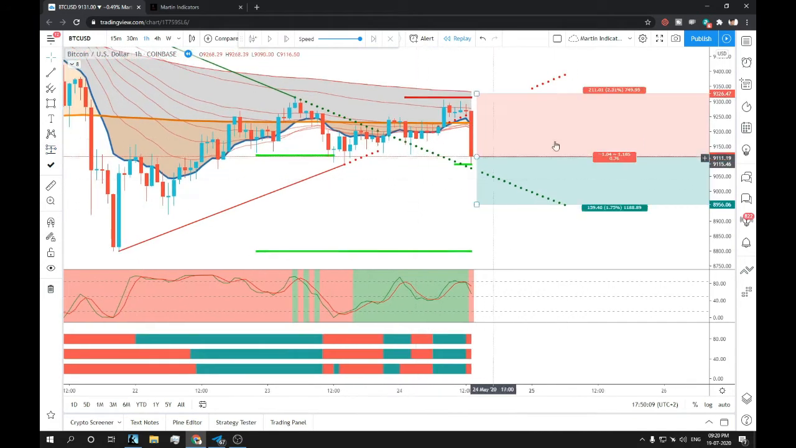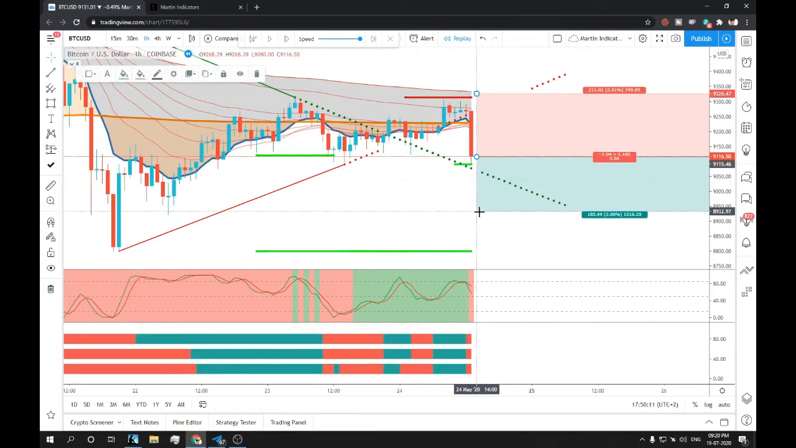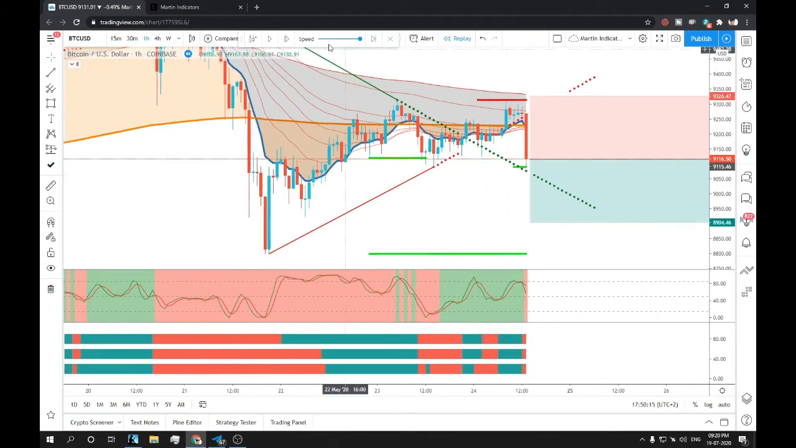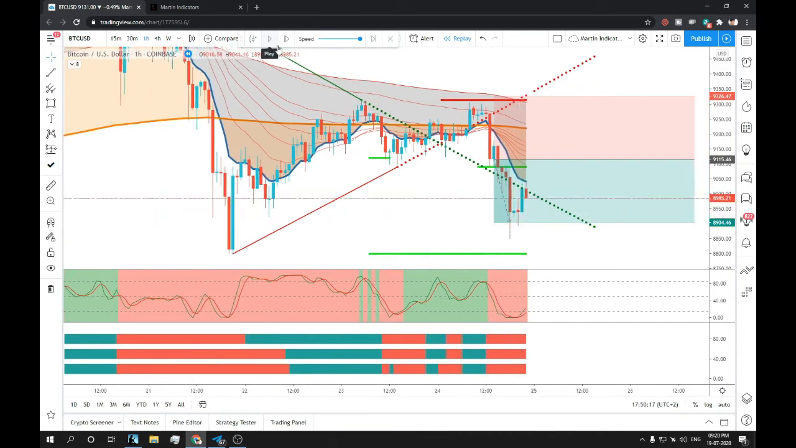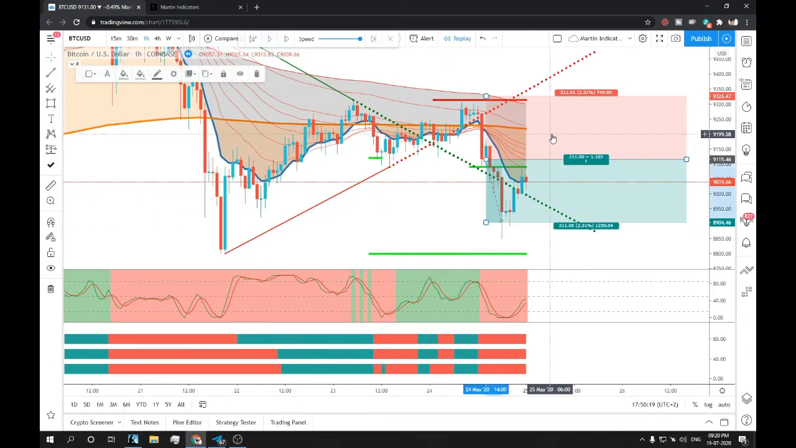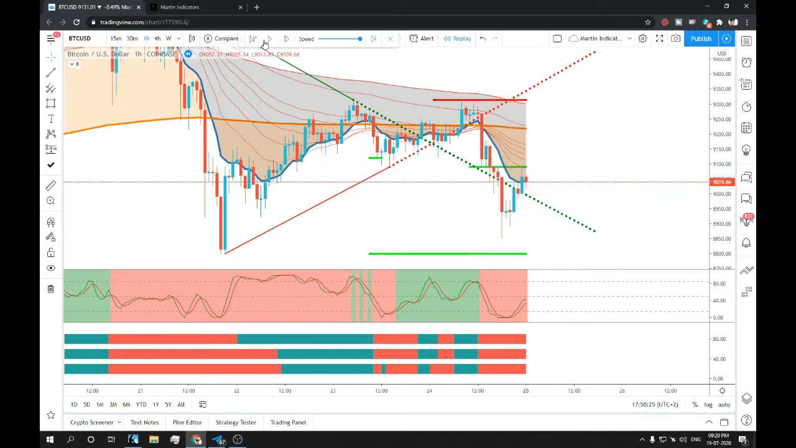Previous structure is high. Let's see, guys, let's see. Win, again a win. That's how you manage your trade, guys. So next win, we got a win. Let's see the next signal.